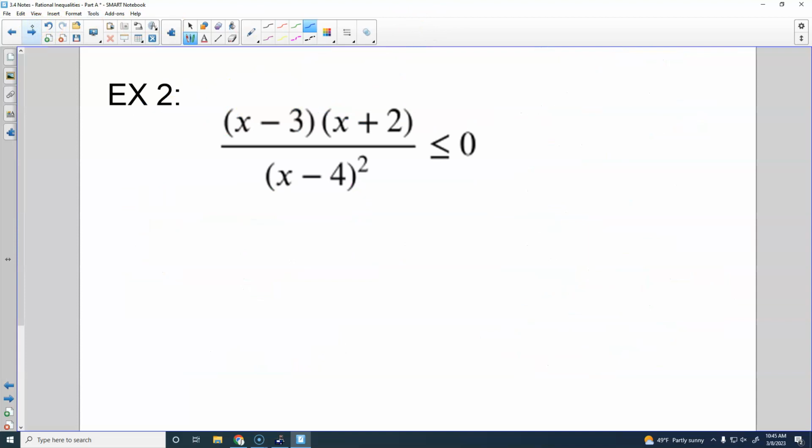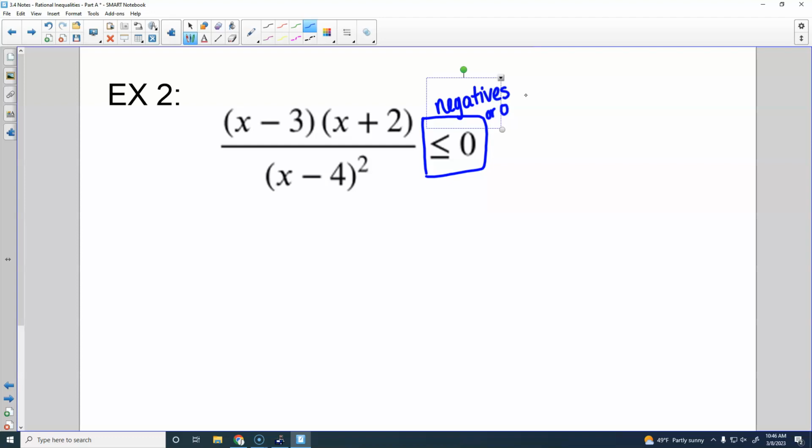All right, so here's another one. We've got x minus 3 times x plus 2 over x minus 4 squared, and we want to know where this is less than or equal to 0. So less than or equal to 0, what kind of answers are we going to be looking at when we get our number line? We're looking for negatives, or 0. So keep that in mind. What that's going to mean is we might have some brackets on our answers for that. But otherwise, it doesn't change a lot about what we do.